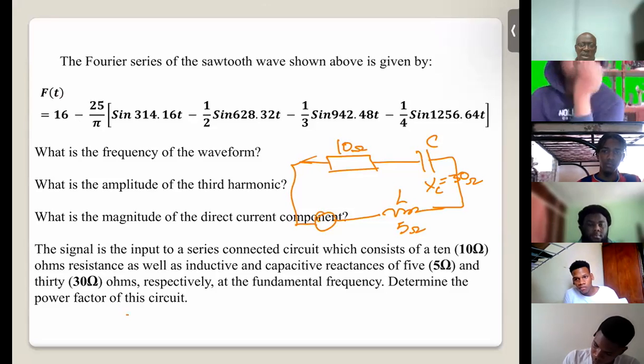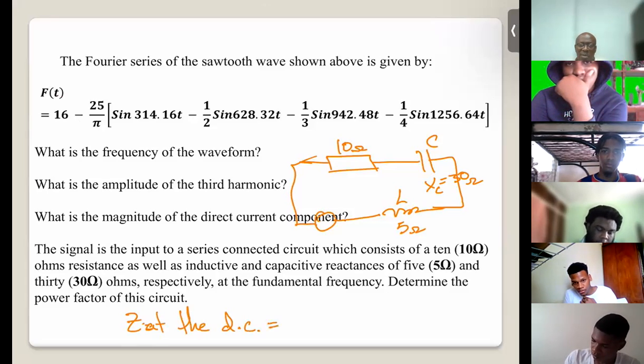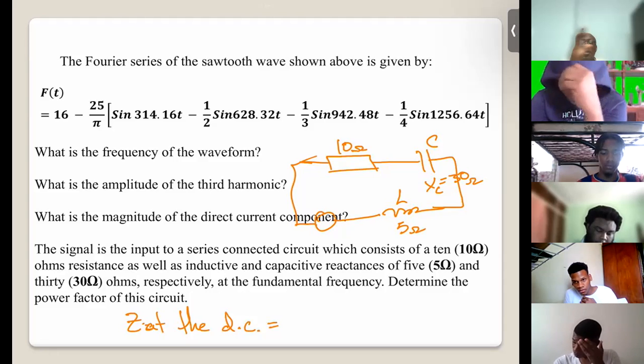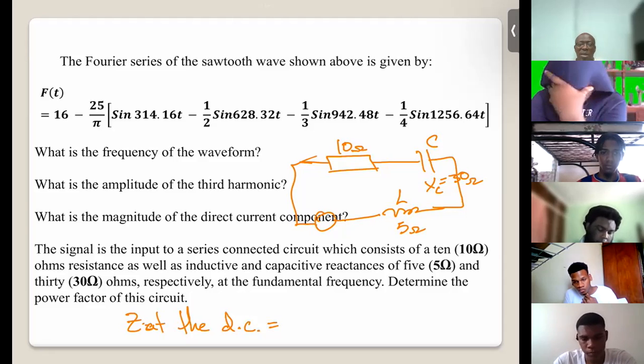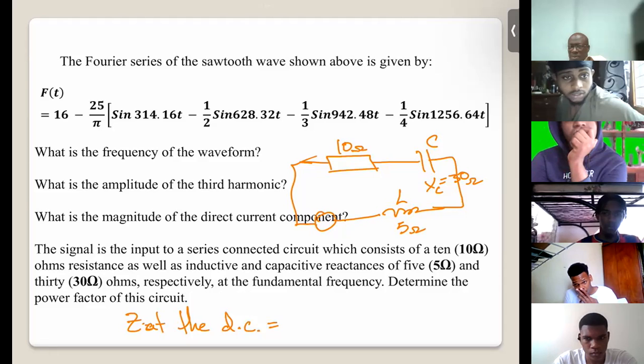So what would be the impedance at, well, all right. What would be the impedance at the DC? So when the DC is acting by itself, because remember all the other questions we started at the fundamental, but at the DC component, what would be the impedance? Anybody? 10 ohms. That's a fair guess.